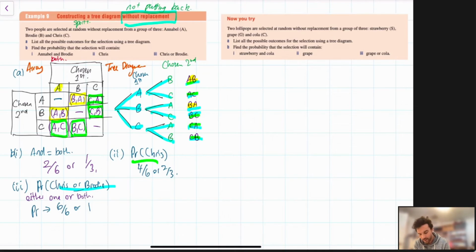Okay, so here we go. We're going to go through the answers now. We're going to start off by drawing our array. So we've got 2 lollipops. First outcome, so chosen first and chosen second. And then our flavors are strawberry, grape, cola, strawberry, grape, cola.